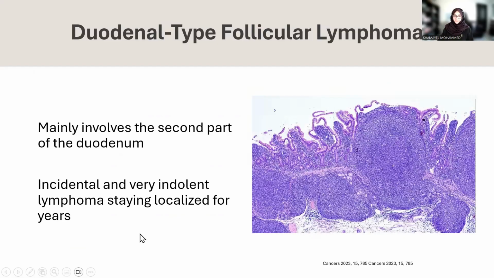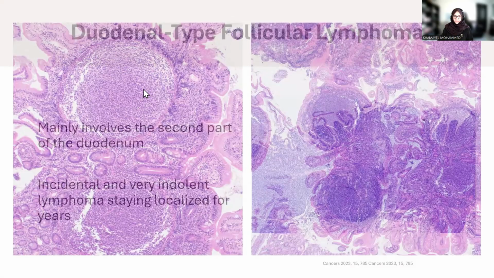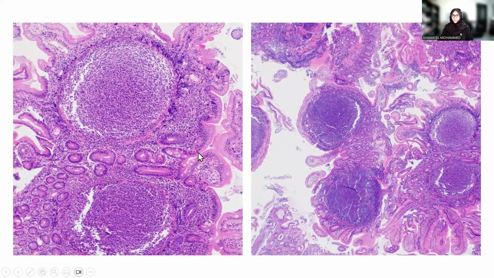Okay, another subtype is the duodenal-type follicular lymphoma. It mainly involves the second part of the duodenum, incidental and very indolent lymphomas, which will be picked up during a routine endoscopy. And this is a very elegant case of a prominence in the duodenal mucosa during endoscopy, and you can see here the lamina propria is studded by these round follicular structures. Over here by low power, you can see they are reminiscent of germinal centers.